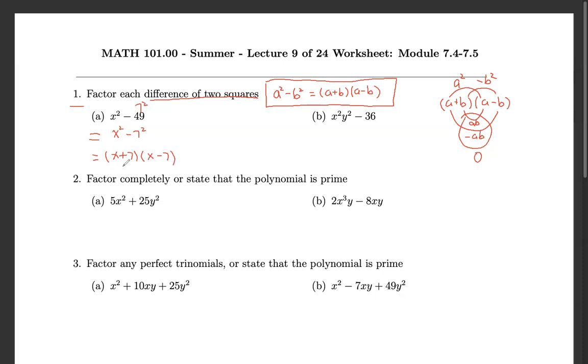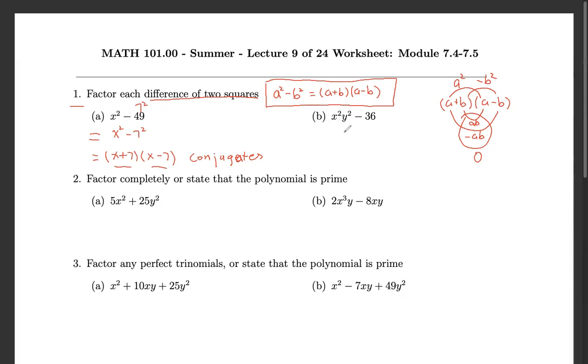And we call those two conjugates. So x plus 7, x minus 7, we call them conjugates. Because they just differ by sign, where one is plus, one is minus. But the first term is x, second term is 7. Only the operation, one is plus, one is minus. So they're conjugates with each other.